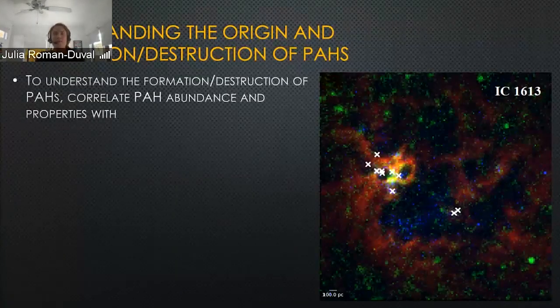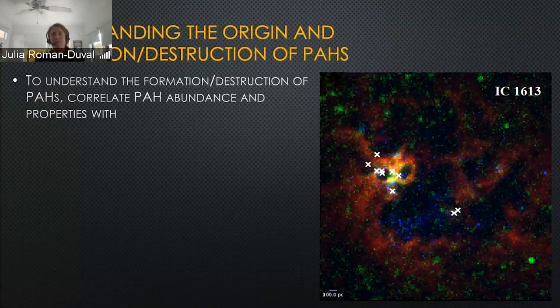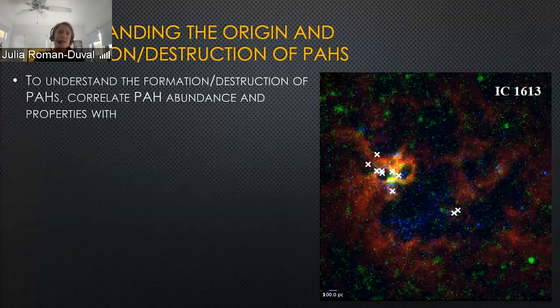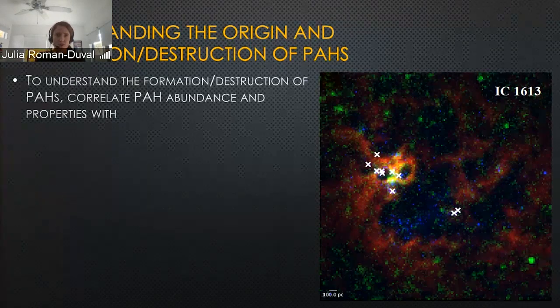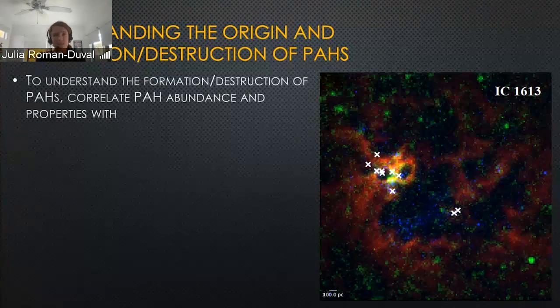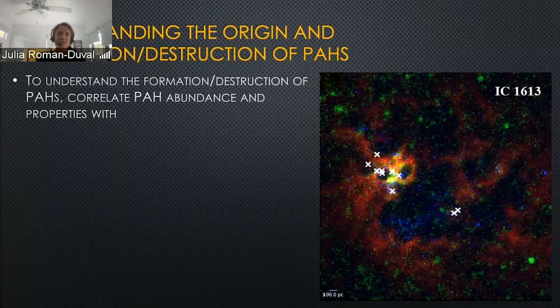Now we'll have maps of the PAH properties with Webb and of the interstellar dust with Hubble. And we will therefore be able to derive the abundance of those PAH molecules. And our ultimate goal is really to understand the mechanisms that are responsible for the formation, the destruction, and the evolution of those PAH molecules in low metallicity galaxies. And so once we have the maps of those properties, we will be correlating them with different tracers of the interstellar medium and star formation rate in those galaxies.